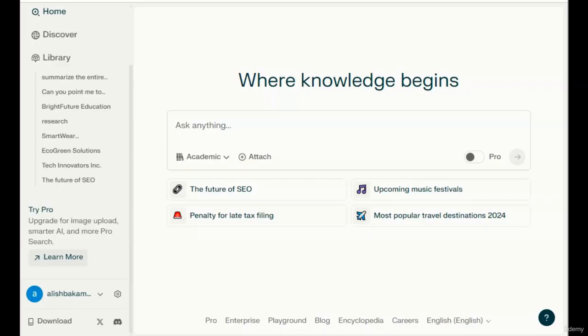First thing is defining your research objective. Begin by clearly defining what you want to learn about the company. Are you interested in their financial performance, recent news, leadership team, or market position? This will guide your search and ensure you get relevant information.